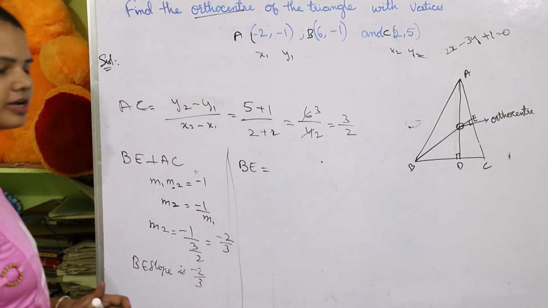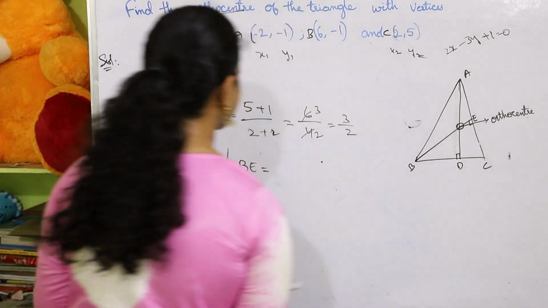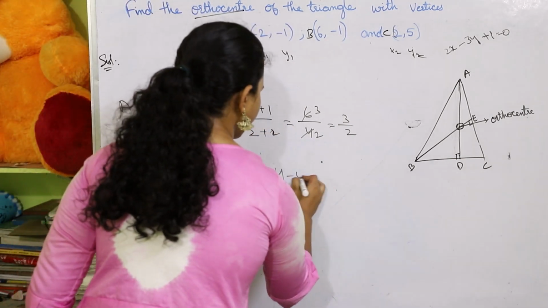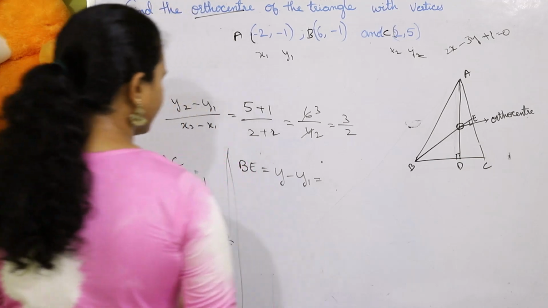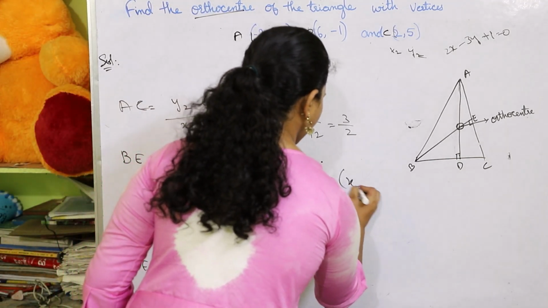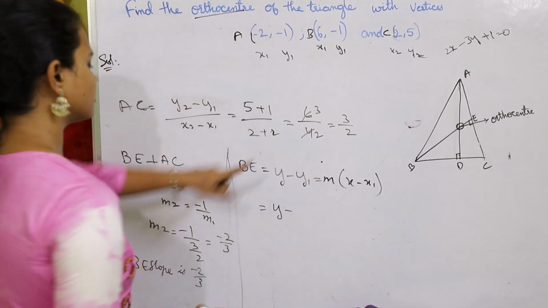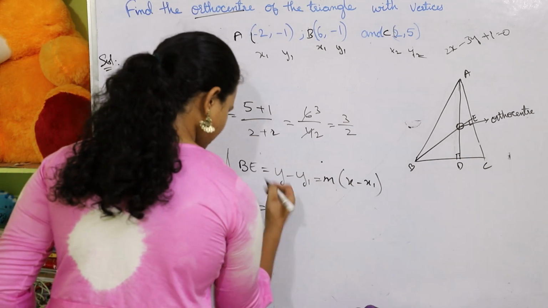The formula to find out the equation for BE is what? y minus y1 is equal to m into (x minus x1). Clear? The y1 value over there is what? Minus 1.